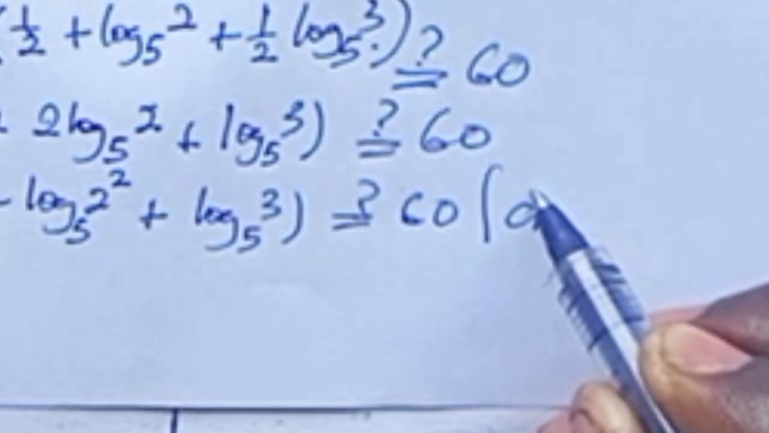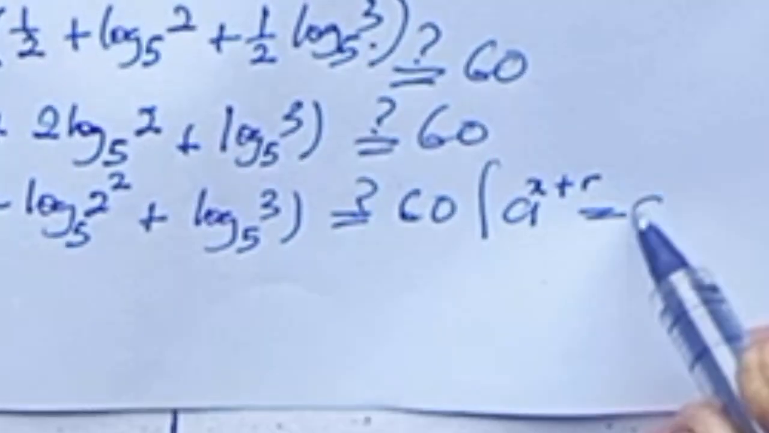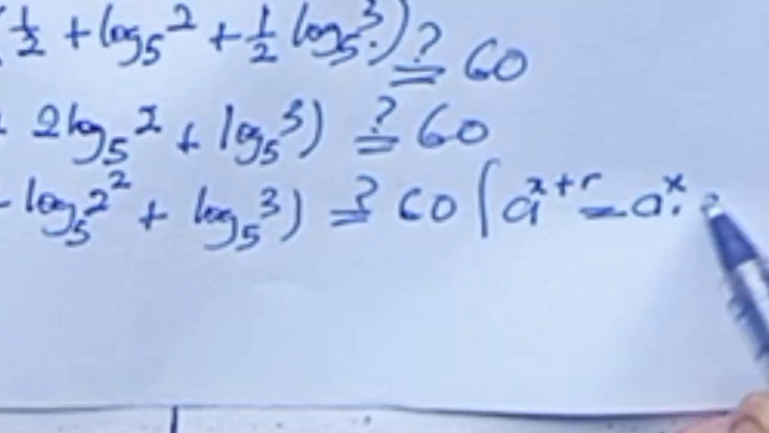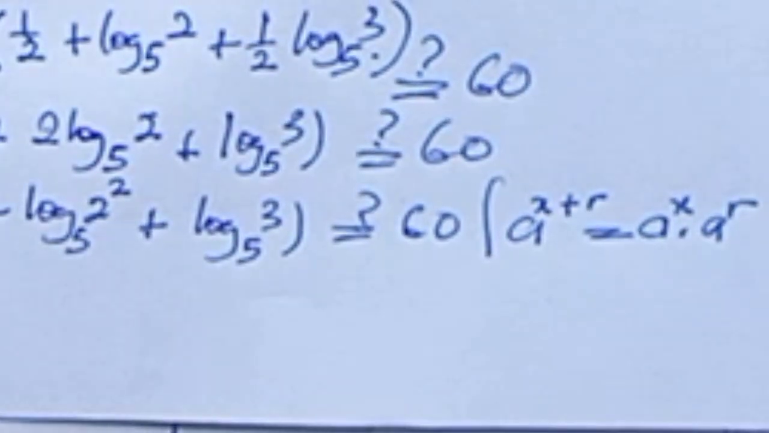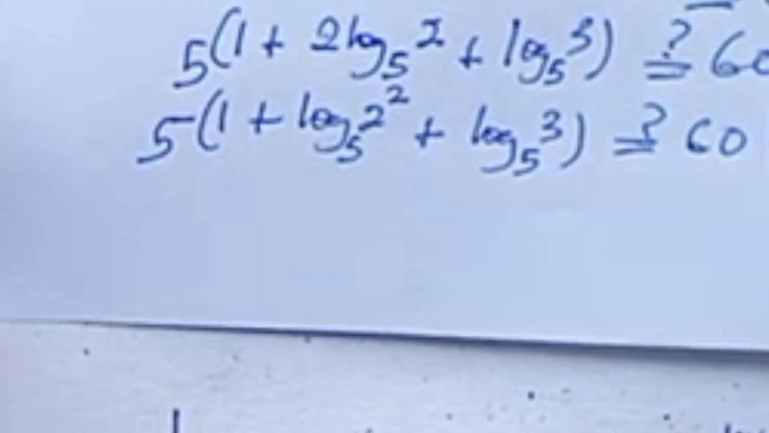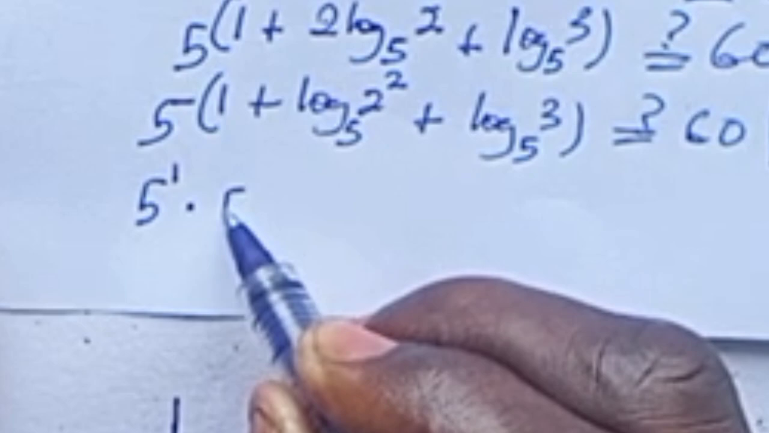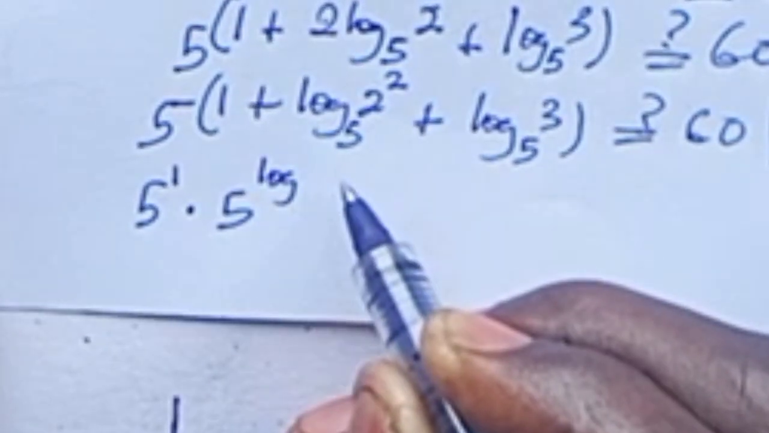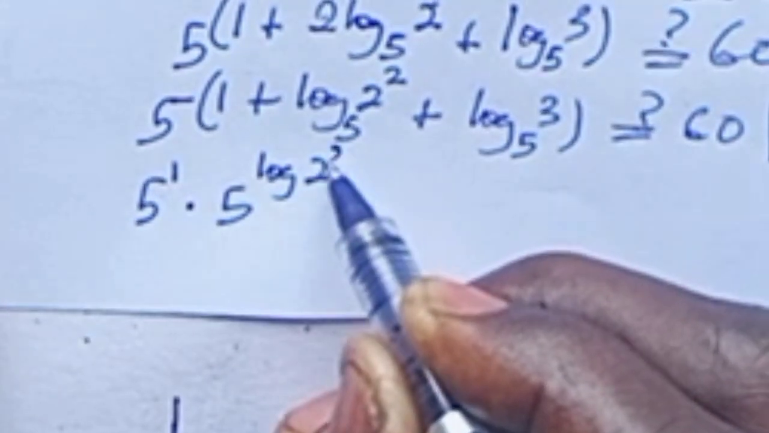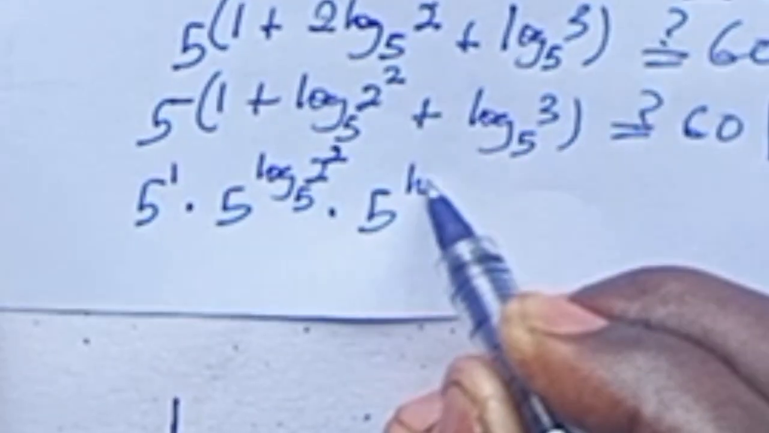But a to the power of x plus r is equal to a to the power of x times a to the power of r. So the next line becomes 5 to the power of 1 times 5 to the power of log 2 to the power of 2 base 5 times 5 to the power of log 3 base 5. Can this be equal to 60?